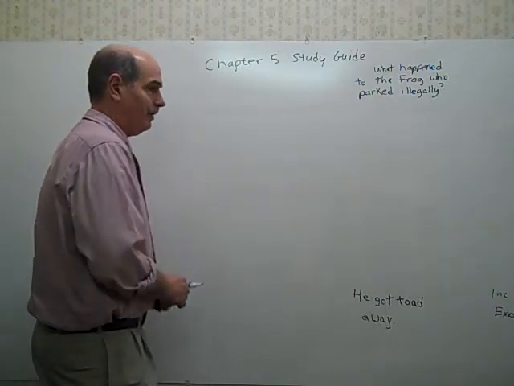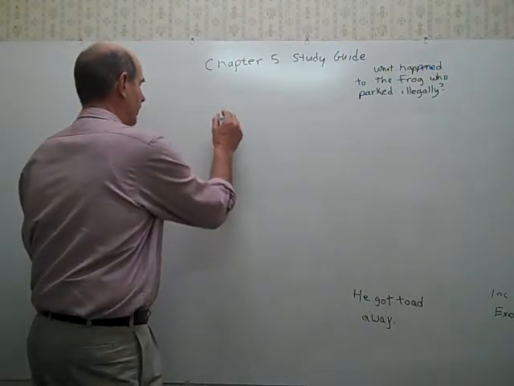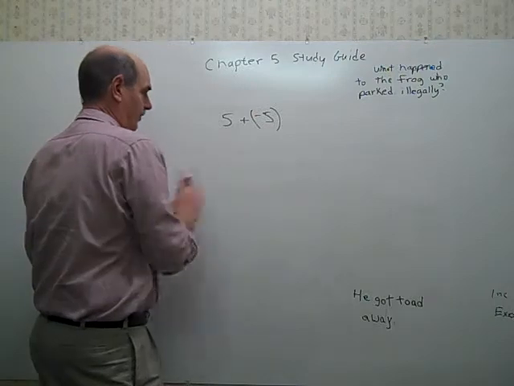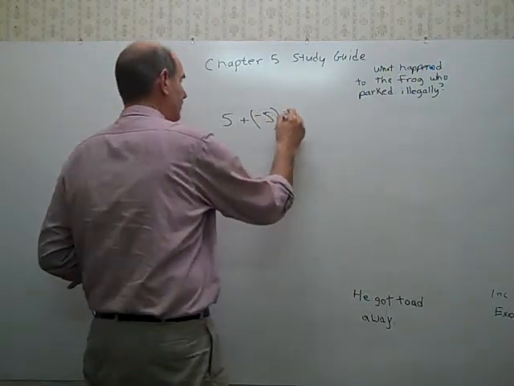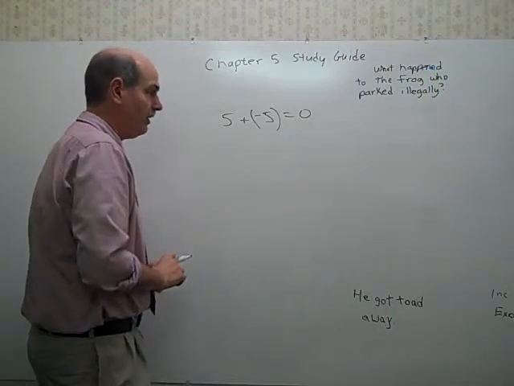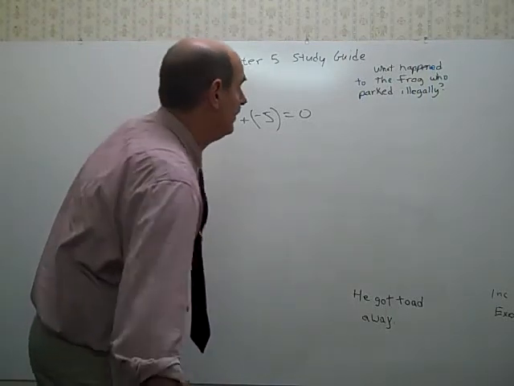A zero pair is a pair of numbers that add up to 0, so 5 plus negative 5 is considered to be a zero pair. There's also the definition of opposites. Two numbers that add up to 0 are considered to be opposites.